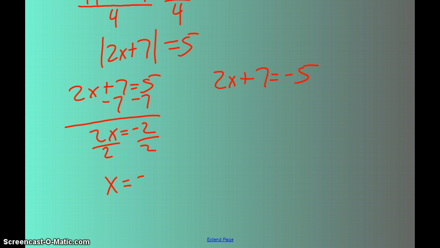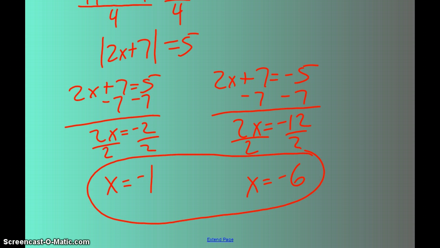X is -1 is one of our solutions. X is -6 is our other solution. If you would go back to the original problem, you could plug both of those in and they would both check. They would both work as solutions.